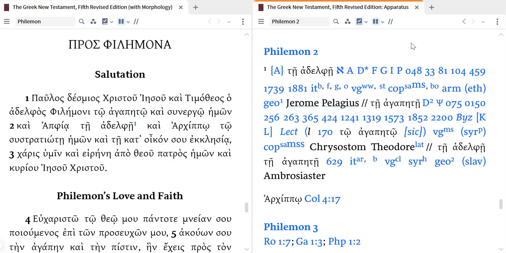So the final reading, a combination of the two, te adelphi, te agape te. We don't have any papyrus evidence. We don't have any capital letter manuscripts. We have one lowercase minuscule, 629. Then we have some versional evidence, some translations, and then a church father. So this is an overview of how UBS will work in their Greek text. We have 3 different readings: te adelphi, te agape te, and then a combination of the two, te adelphi, te agape te.